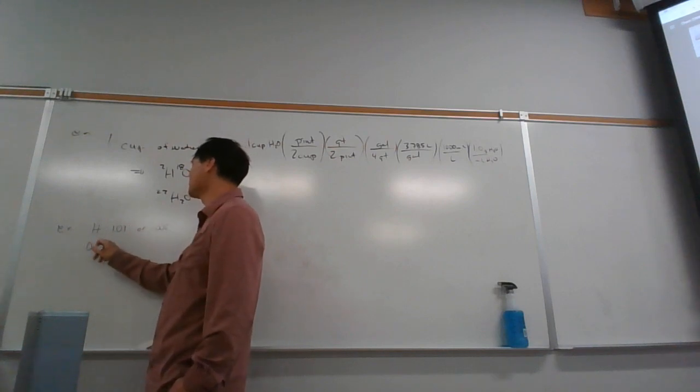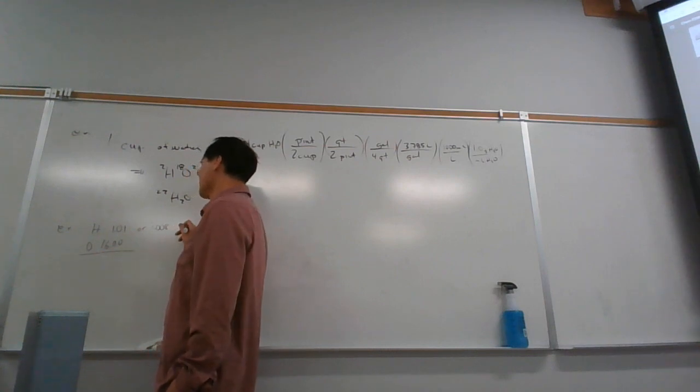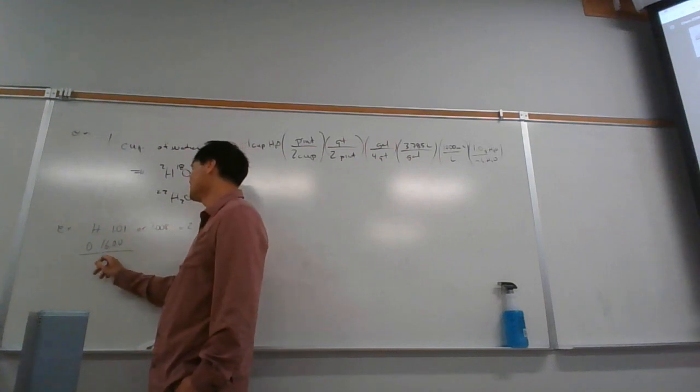Oxygen, the average mass is 16.00 to 2 decimal places. And so we have this times 2. And so I get 18.02.